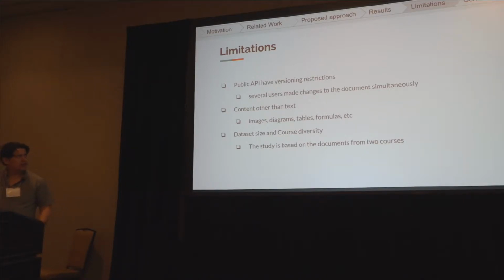So we had some limitations in this work, as this is a work in progress. There is some restriction with the APIs, especially when the students are writing at the same time, which is the case of Google or Microsoft documents. We have also not considered other types of data other than text. And the data size is still small, even though we relied on word embeddings for analysis of the qualitative metrics.